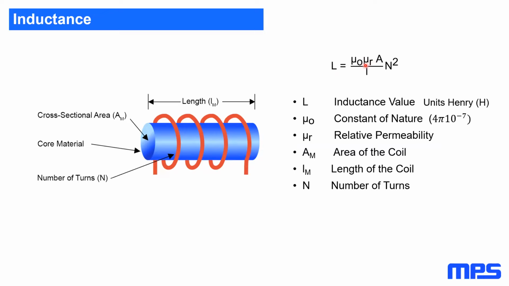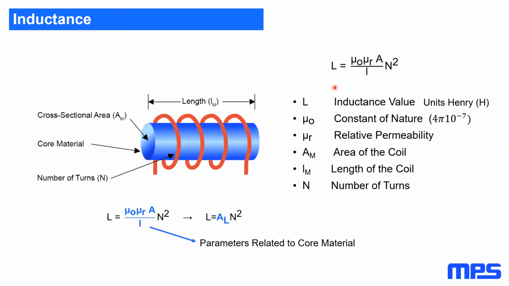Core material we will discuss in a few slides. We also have the dimensions of the geometry of the core: the cross-sectional area and the length of the core. And the second component is the wire, so we will have a certain number of turns in the component. As you can see, most of the parameters have a very high impact on the inductance of an inductor, as do the wire material and the number of turns.